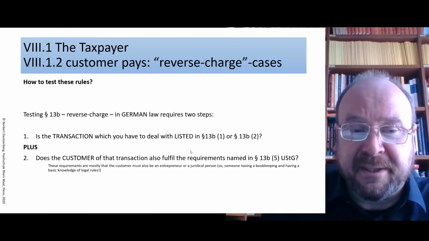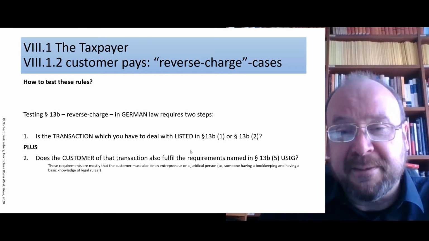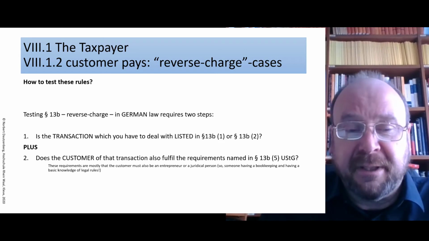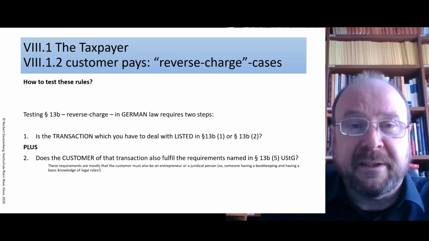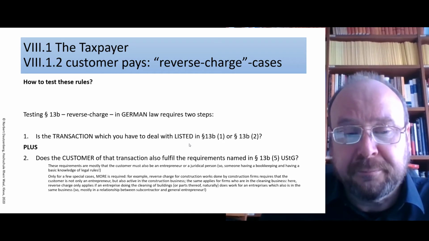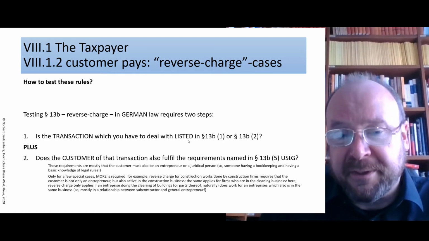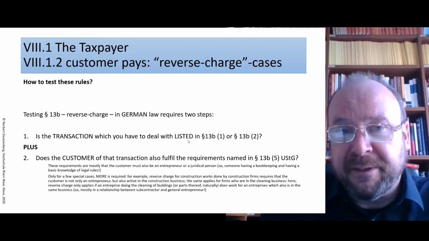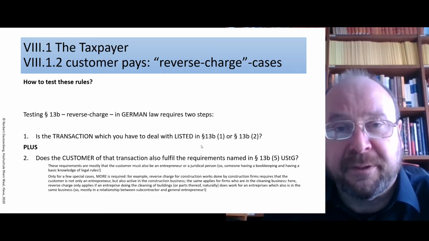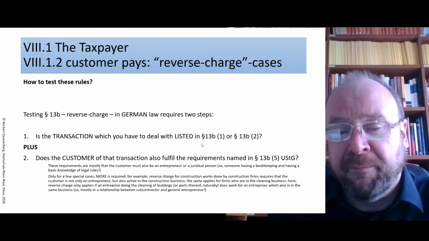Usually the requirement is that the customer must also be an entrepreneur or a juridical person, so somebody who has bookkeeping that can be checked and who must have a basic knowledge of legal rules, and that is only guaranteed with an entrepreneur or a juridical person, not with private persons. For a few special constellations, more is required. For example, in Germany there is a reverse charge rule for construction works, but only if it's done for another construction firm, not if it's done for a regular entrepreneur as customer.